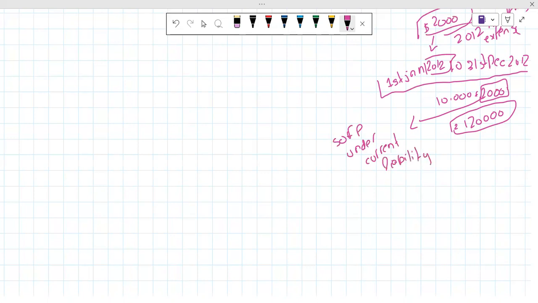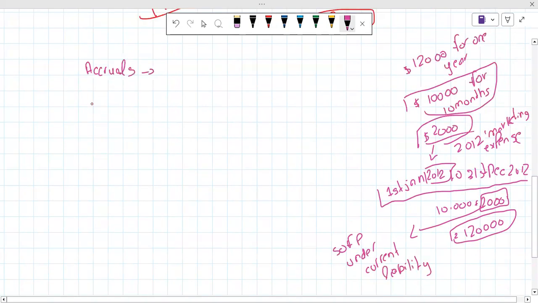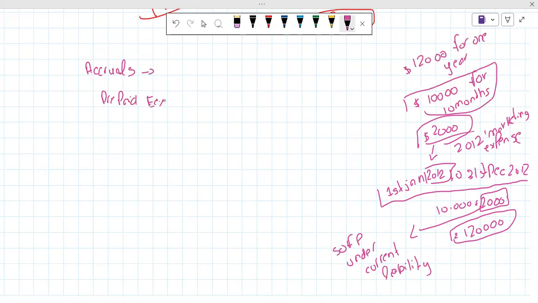Okay, so I am going to just give you a small formula. If it is a prepaid expense, it will be subtracted from the profit and loss statement.